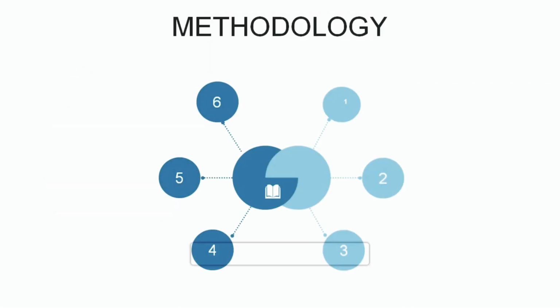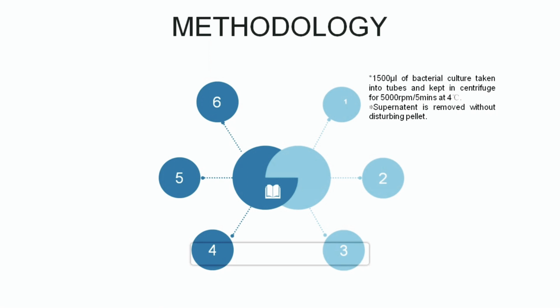Next, coming to the methodology. The procedure starts with the micropipette volume set to 1500 microliters of bacterial culture, taken into Eppendorf tubes and kept in a centrifuge at 5000 rpm for 5 minutes at 4 degrees centigrade. After centrifugation, the vial is taken out. The vial contains supernatant as well as pellet; the supernatant will be removed without disturbing the pellet.